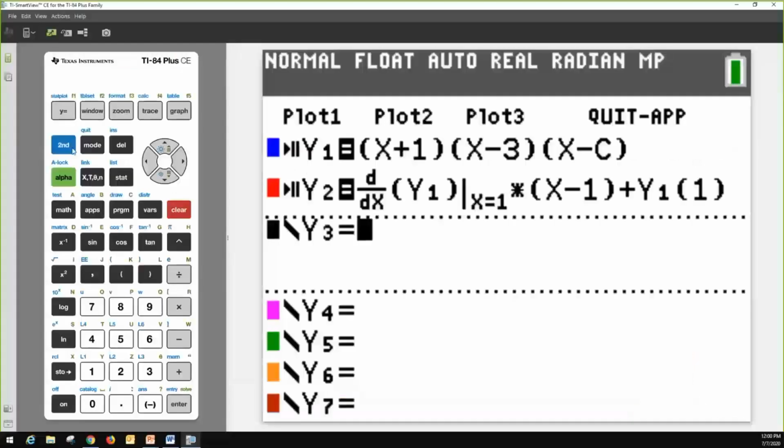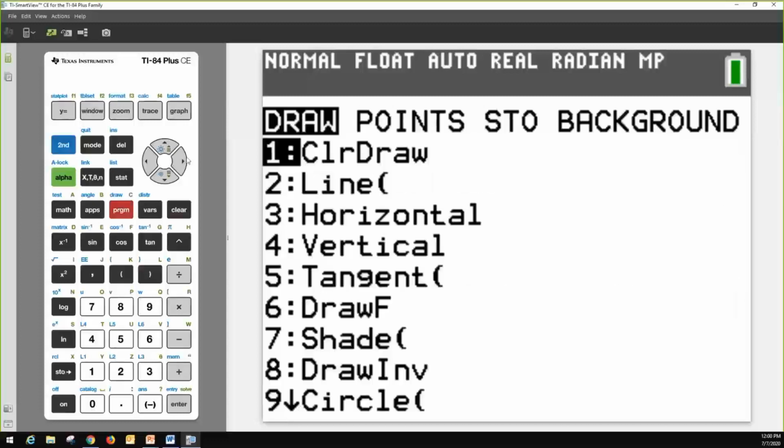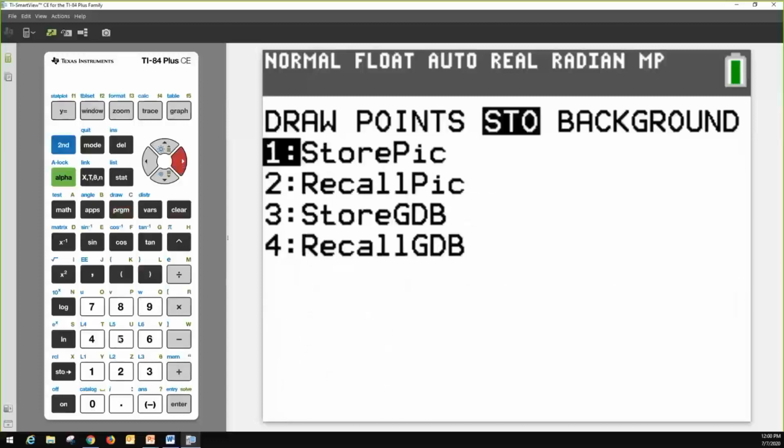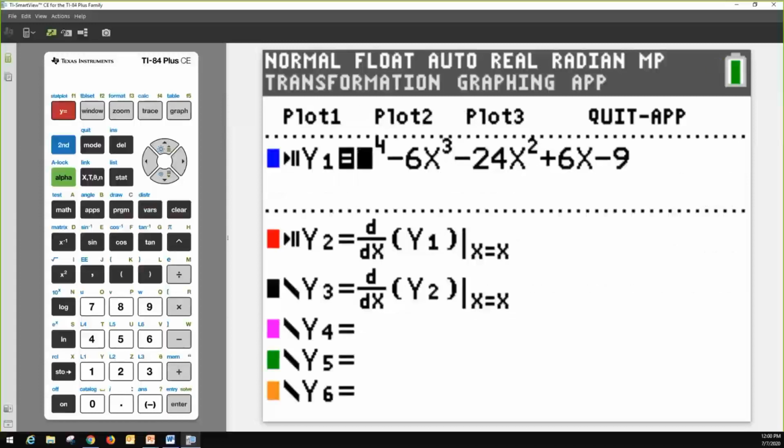This is question 6. So I'll recall the equations for question 6. So x to the power of 4 minus 6x cubed, that was the equation that we're given. You can see in y2, and this is very careful, y2 says I'll calculate the derivative of whatever's in y1, and I'll do it for all values of x. In other words, I'll draw the derivative of y1.